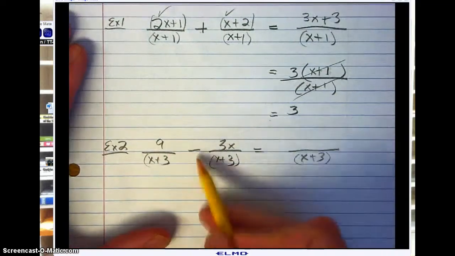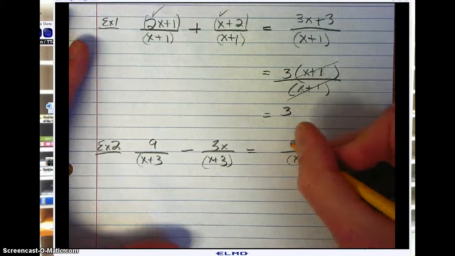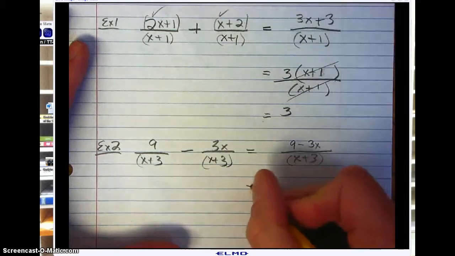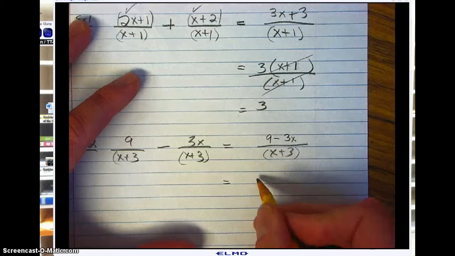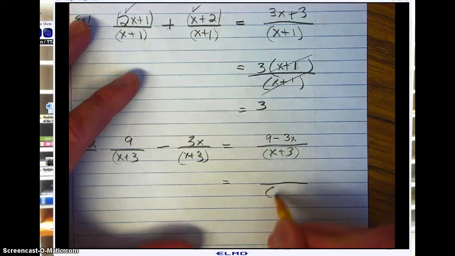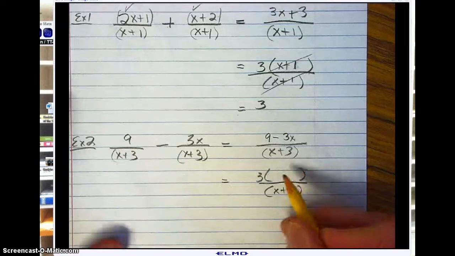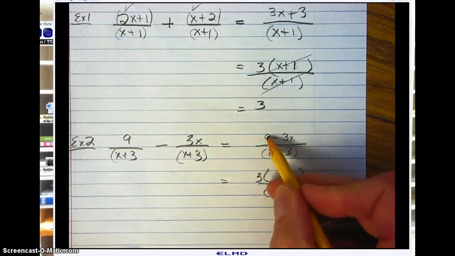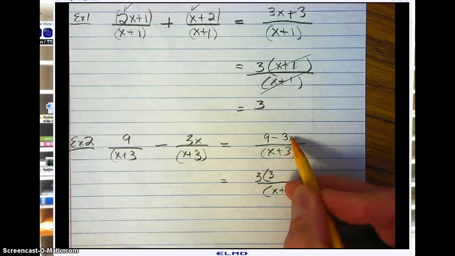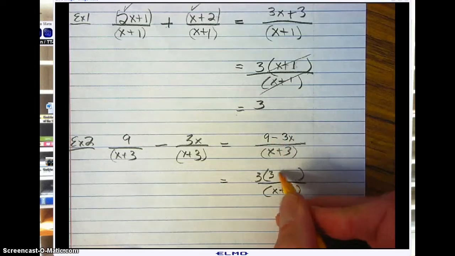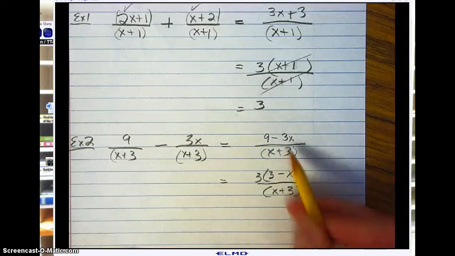Now let's combine like terms in the numerator. Well, 9 minus 3x are not like terms, so you just write what you see: 9 minus 3x. Hopefully, you recognize that 9 and 3 have a GCF, a common factor of what? 3, I hope. Let's see what happens if I factor out a 3. 3 times positive 3 will get me 9. Okay, 3 times 3 is 9. 3 times what gets me negative 3x? That's going to be negative x. Double check. Does 3 times 3 get you 9? Does 3 times negative x get you negative 3x?